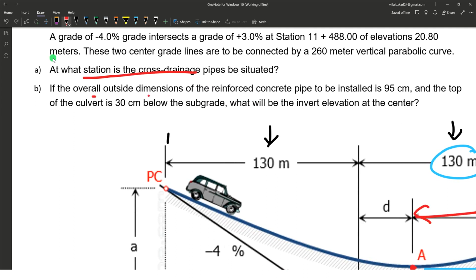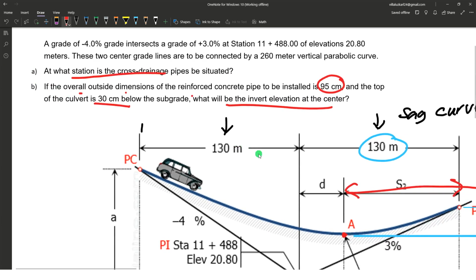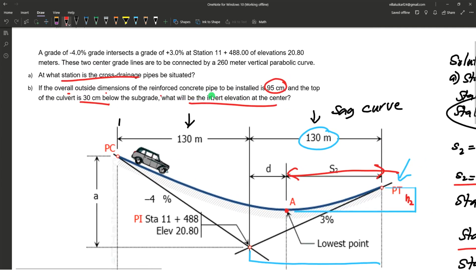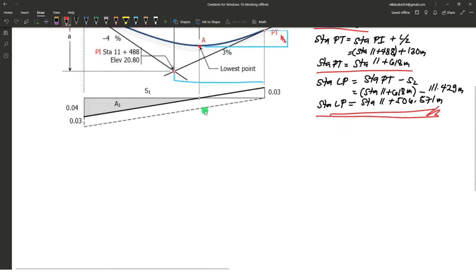Letter B: the outside dimension of the reinforced concrete pipe to be installed is 95 centimeters, and the culvert is 30 centimeters below the subgrade. What will be the invert elevation at the center? Let's say this is the lowest point. We put the drainage, or the culvert, here, embedded at a depth of 30 centimeters below the subgrade or below the roadway, and we have an outside dimension of 95 centimeters. So what will be the invert elevation?